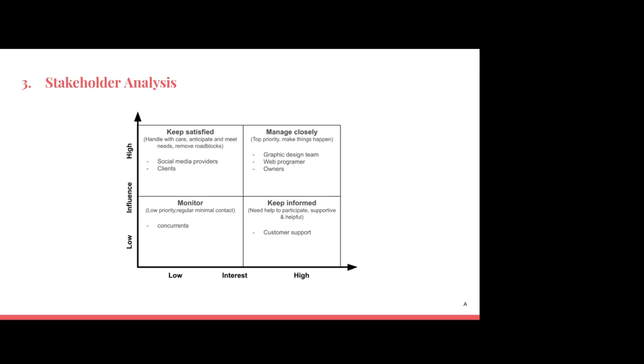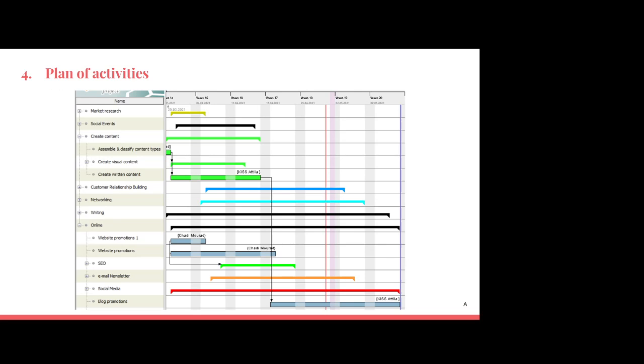We have also competitors who have low interest and very low influence in our project, so we have to monitor them. And we have also stakeholders like social media providers like Facebook, Instagram, who have a high influence on our project, but they have really a low interest in it. So we have to keep them satisfied by doing the necessary communication with them.